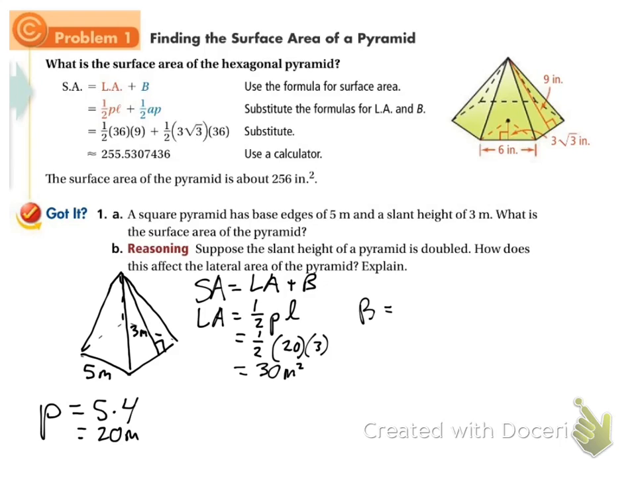This is a square, so if that side's 5 meters, this side's also 5 meters. Length times width, if you want to think in terms of a rectangle, or if you're going to think specifically for a square, the side length squared. So we end up getting 5 times 5 either way, which gives us 25. Again, we're talking about meters squared, right? And then to find our surface area, I add those two. So surface area is equal to 30 plus 25, which gives me 55 meters squared. And that'd be my answer.